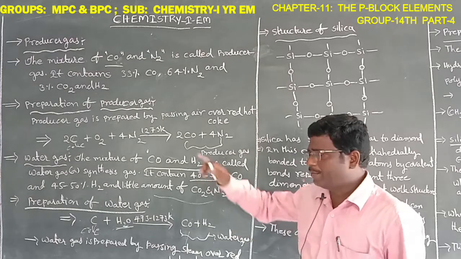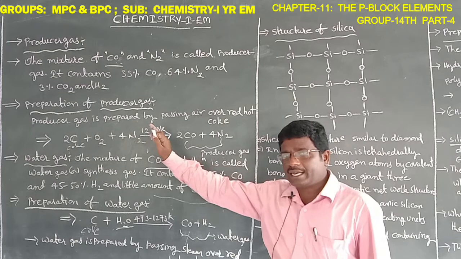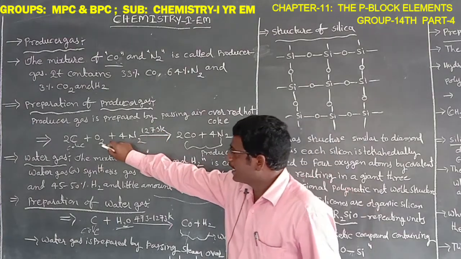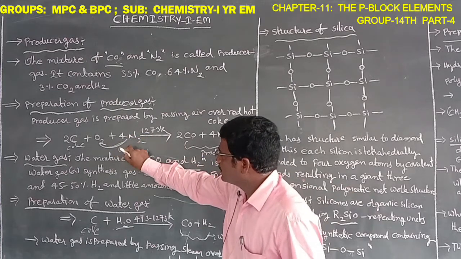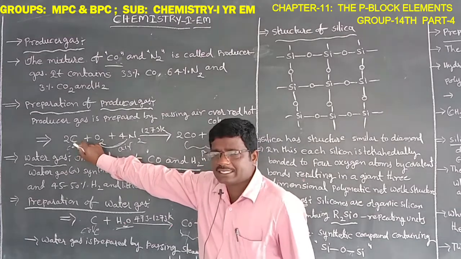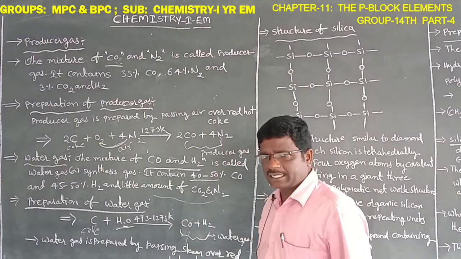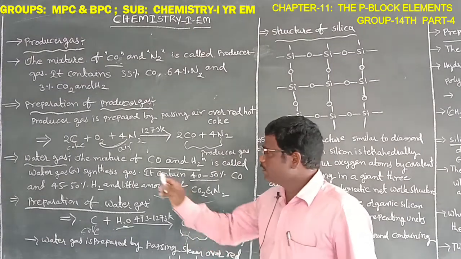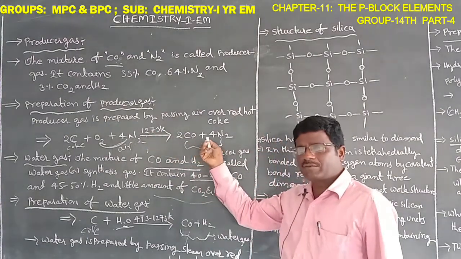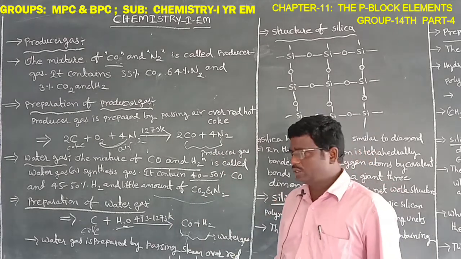Producer gas is prepared by passing air over red hot coke at 1273 Kelvin. Air consists of oxygen and nitrogen. Air passes over red hot coke, the carbon atom, at 1273 Kelvin to form carbon monoxide and nitrogen gas. The two together are called producer gas.